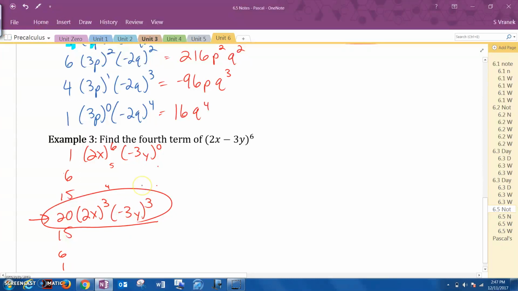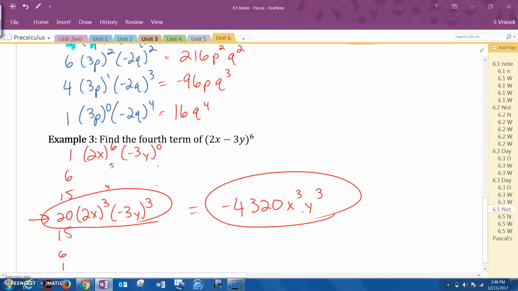So you do negative 3 cubed, which is negative 27, times 2 cubed, which is 8, times 20. So you get that this is equal to negative 4,320, and then x is being cubed, and y is being cubed. So that would be the fourth term of the expansion. So those are nicer because you do not have to do all the work. You can just expand the one, or just look at the one term.